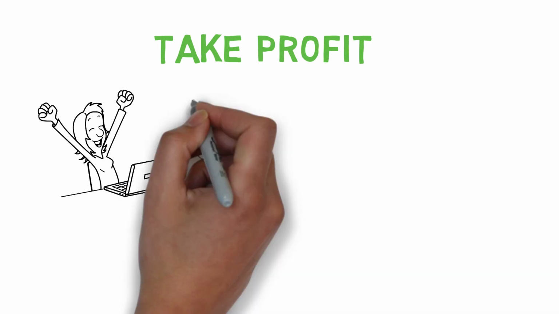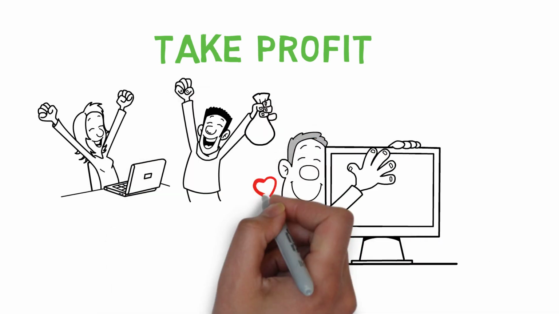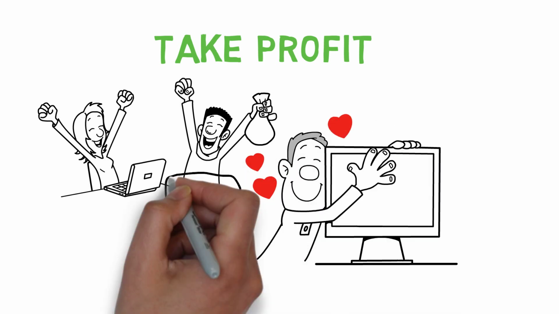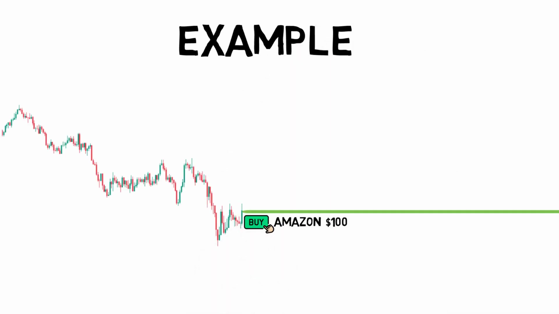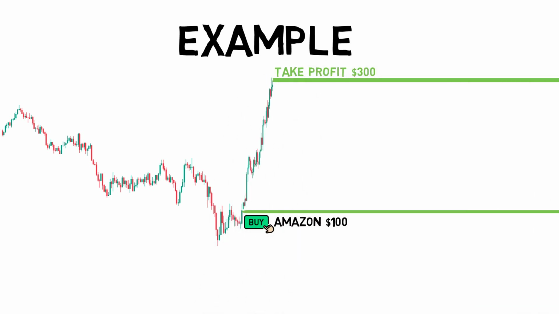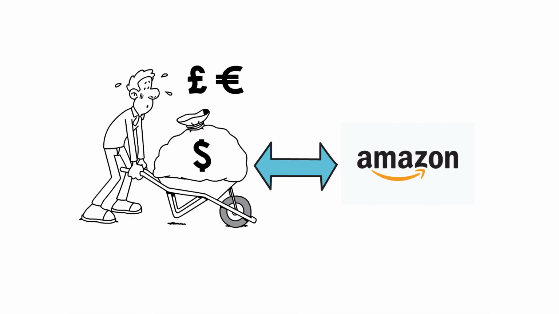Now let's discuss take profit. As the name suggests, it means taking profits, which is the opposite of the stop loss. Basically, take profit is a level at which we want our operations to close automatically to lock in our gains. For example, if we buy a share of Amazon at $100 and want to sell it when it rises to $300, we simply set the take profit at $300, and when it reaches that price, the take profit will automatically close the gains.